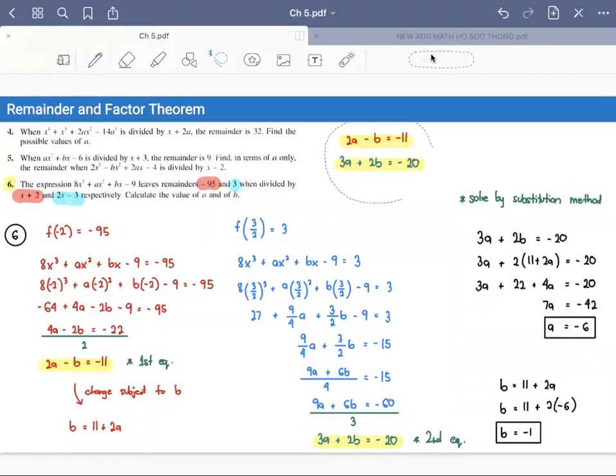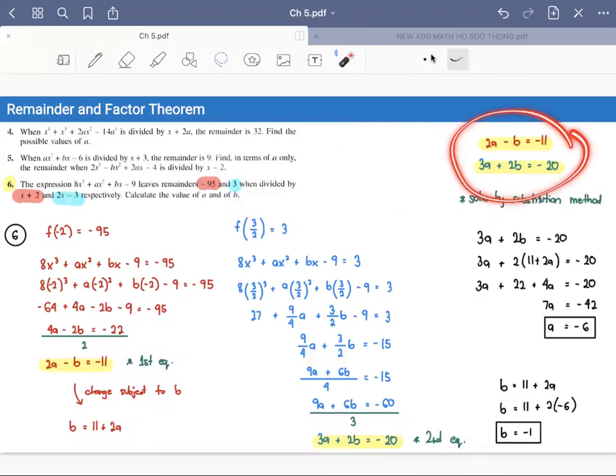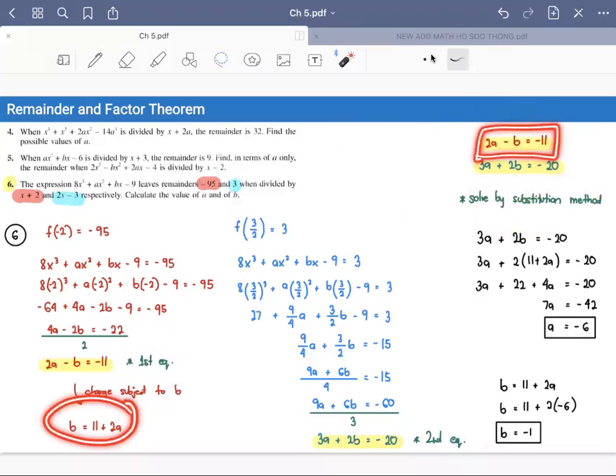Okay, so basically, guys, these are your simultaneous equations. So how would you solve this? You can either use elimination or substitution. It's up to you. For me, I solved it by the substitution method. So what I did here is I changed the subject of the first equation. So I changed it to b is equal to 11 plus 2a.